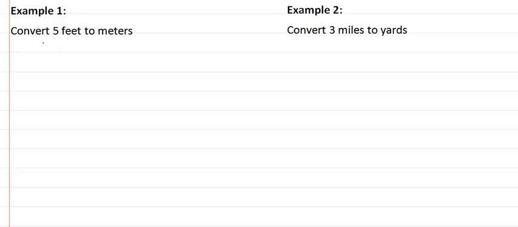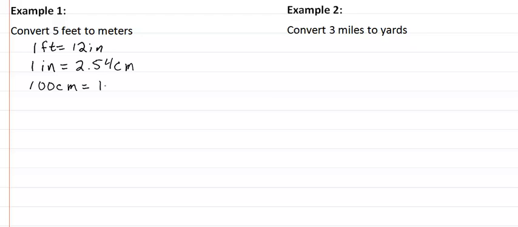I have a conversion factor for feet to inches, and I notice that in our metric and English conversions, we have 1 inch to 2.54 centimeters. So we're going to start with feet. Our 1 foot equals 12 inches, and then we're going to use our 1 inch equals 2.54 centimeters, and then I have that 100 centimeters is 1 meter.